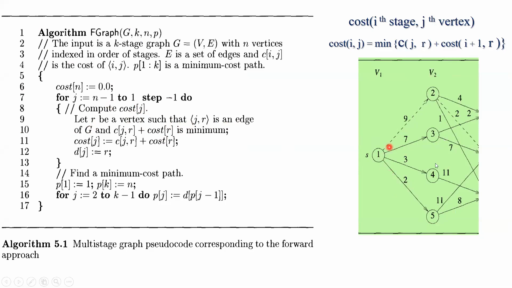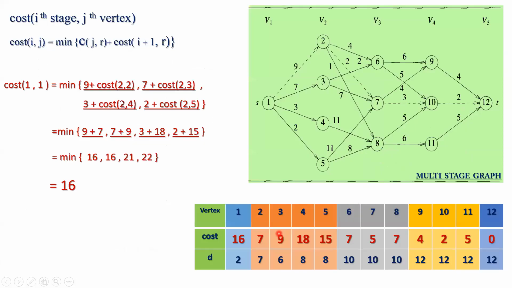We have to consider all of them, such that we consider the cost of j to R. So cost of 1 to 2, cost of 1 to 3, cost of 1 to 4, like cost of j to R, plus cost of R. What is cost of R? Cost of 2, cost of 3. We have referred to the table, right? Cost of 2, cost of 3, like here.